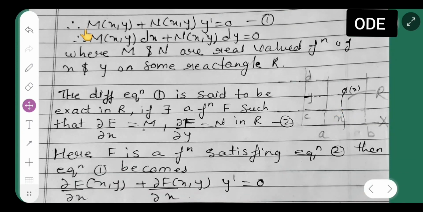So, therefore, M of x comma y plus N of x comma y into y dash is equal to 0. Take it as 1. Therefore, M of x comma y dx plus N of x comma y dy is equal to 0, where M and N are real valued functions of x and y on some rectangle R.